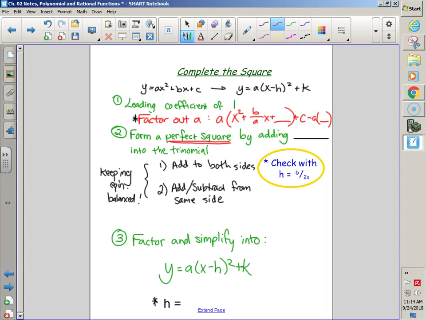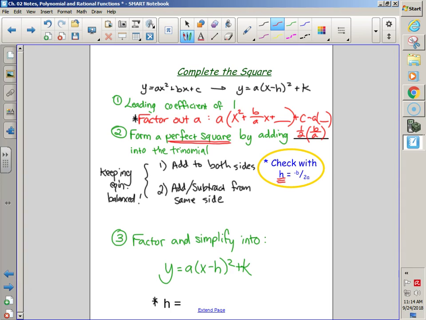But the dilemma is we need to add in something to the blank. And so adding in something to the blank, it's always going to be 1/2 of whatever the middle term is now. Some of you guys might remember, h equals negative b over 2a is actually a little shortcut to getting to just the h part.